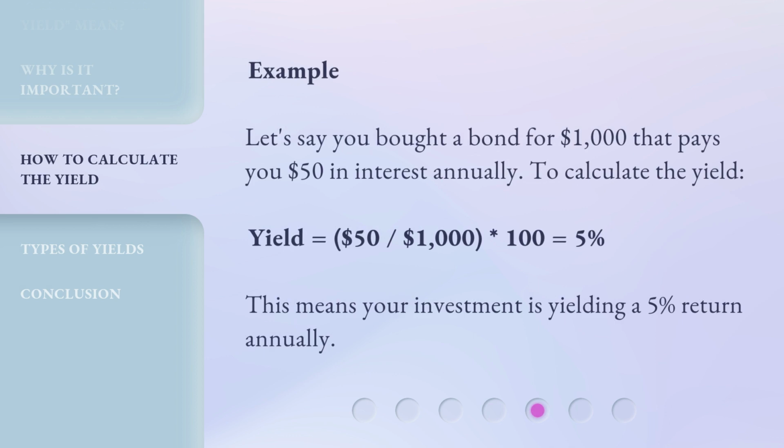Example, let's say you bought a bond for $1,000 that pays you $50 in interest annually. To calculate the yield: $50 divided by $1,000, times 100, equals 5%. This means your investment is yielding a 5% return annually.